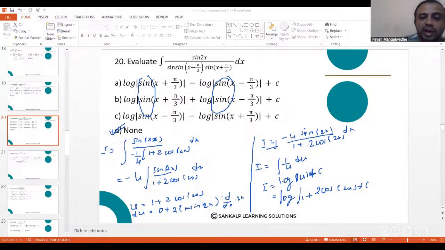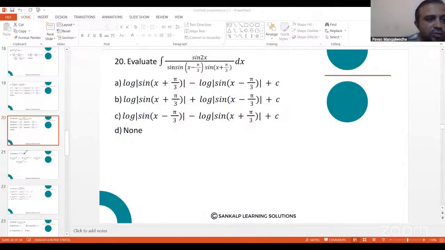Don't go for the entire solution. As soon as you get the log of the mod of 1 plus 2 cos, all the options are with a sign. So no need to go for the next section. Just mark it as none of these. Go to the next question.